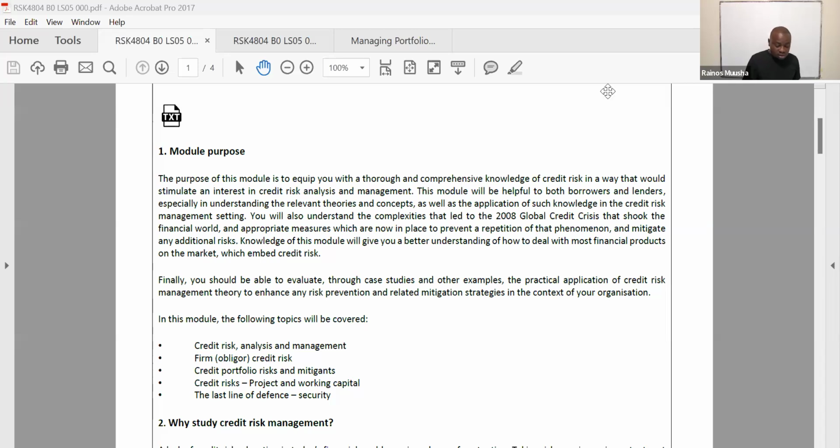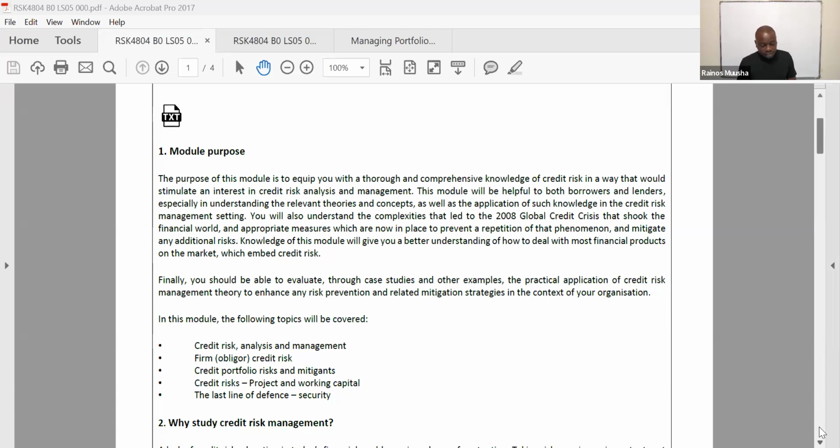And we're going to look at this as well when it comes to the evolution of the Basel Accords. Then they also say, knowledge of this module will give you a better understanding of how to deal with most financial products in the market, which embed credit risk. So as you can see, by the name of the module, we are going to be looking at what? Credit risk management.